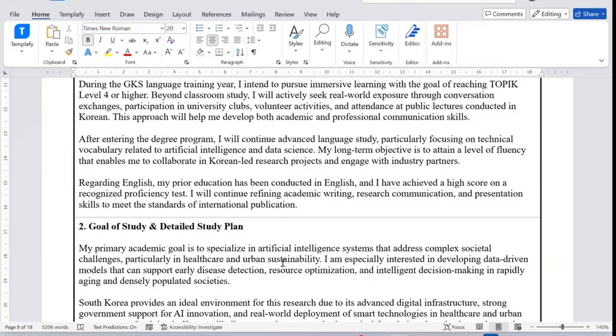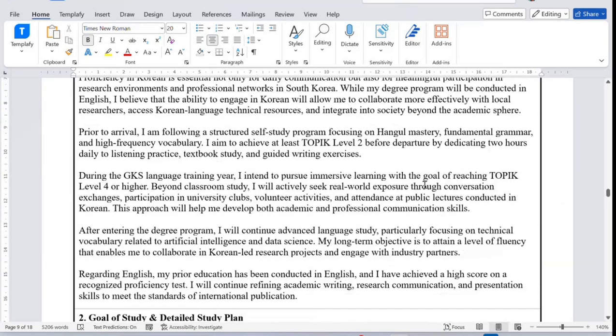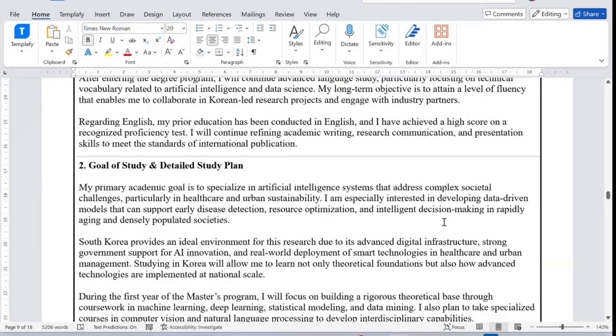I will continue refining academic writing, research communication, and presentation skills to meet the standards of international publication. So, this is the first part of the study plan, that is your language study plan. How will you improve your language proficiency for both Korean as well as English? Next is goal of study and detailed study plan.